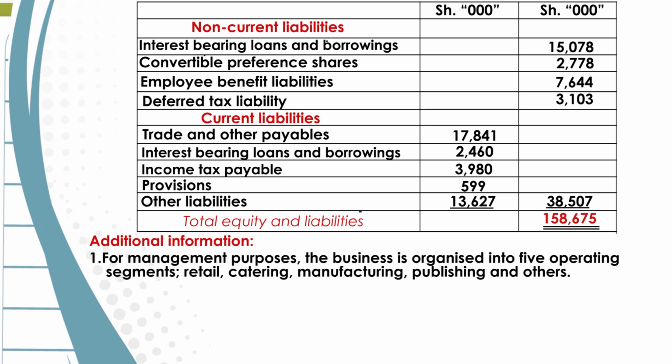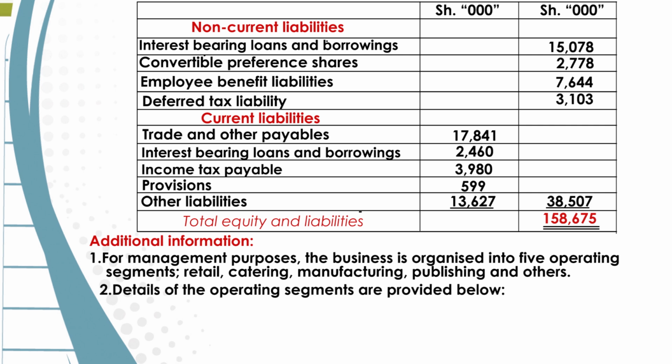So we have that information, and then we have some additional information, and we are told for management purpose, the business is organized into 5 operating segments, which include retail, catering, manufacturing, publishing, and others. Number 2, we are told details for operating segments are provided below. So we have the total revenue for each segment. We have inter-segment revenue. We have operating profit. And then we have segment assets and liabilities.